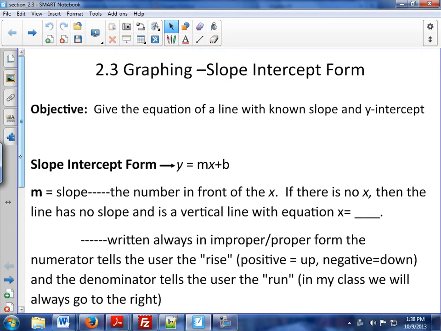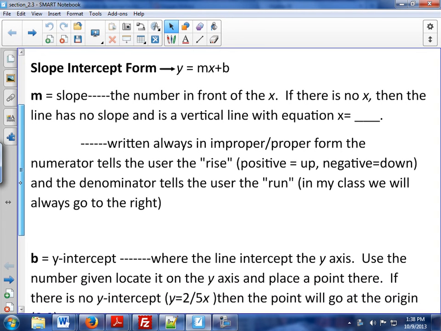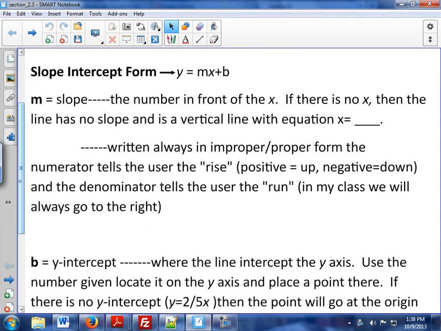Here's the form: y equals mx plus b. m is your slope. The number in front of the x is the slope. Your slope does not include x. If there is no x, then the line has no slope and is a vertical line. x equals whatever.